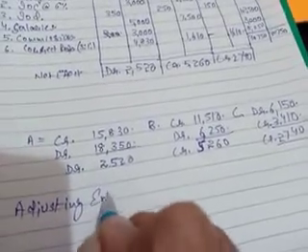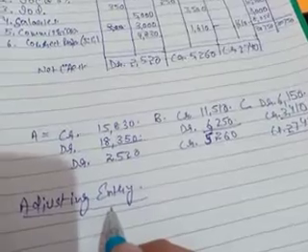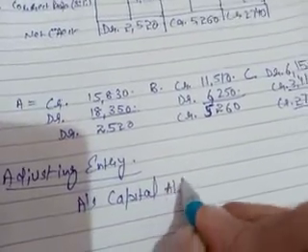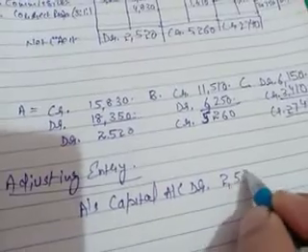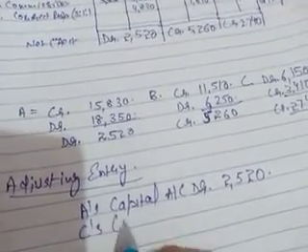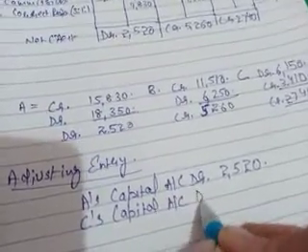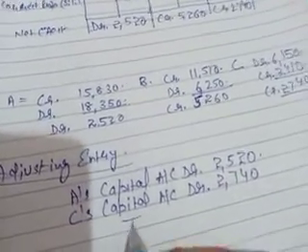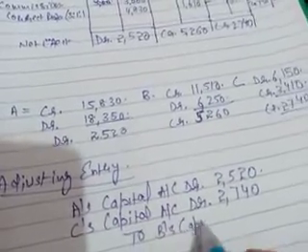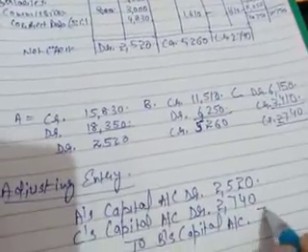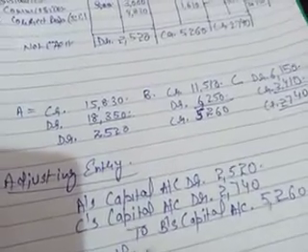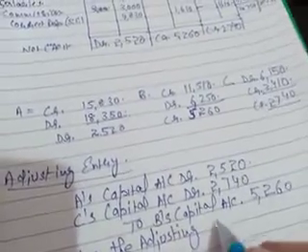Now our adjusting entry will be A's capital account debit 2,520, C's capital account debit rupees 2,740, to B's capital account 5,260, being the adjusting entry.